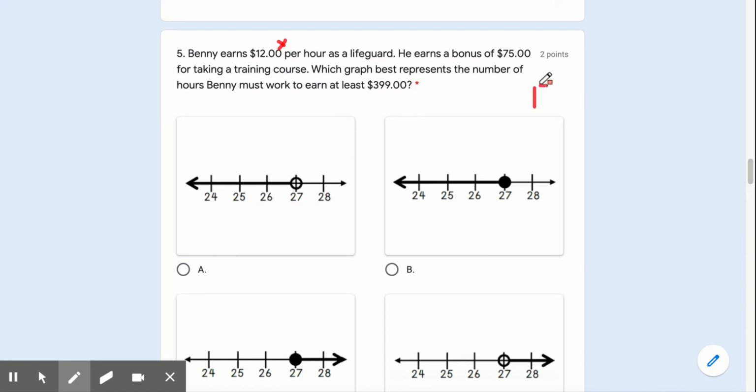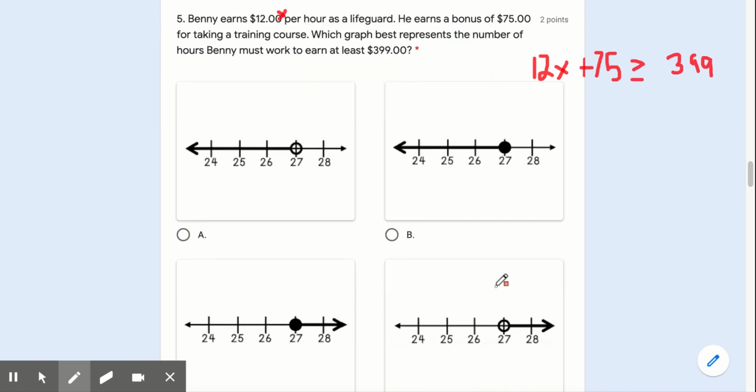So we're looking at 12x. He earns a bonus of $75, so he earns that. So we can go ahead and put 75 there. And he wants to earn at least, so the minimum he can get is $399. So he wants greater than or equal to $399. So I set it up, you have to solve it, and then you have to pick the graph that is correct.